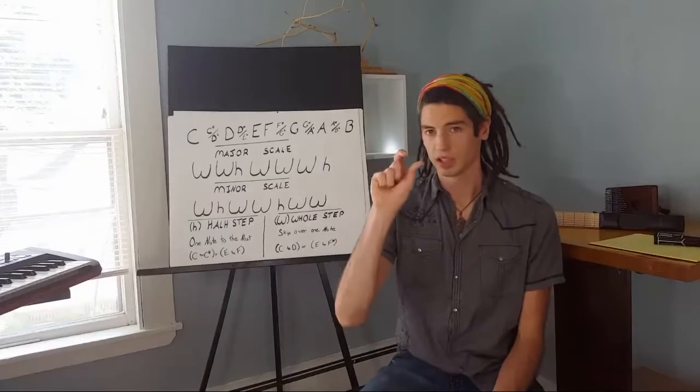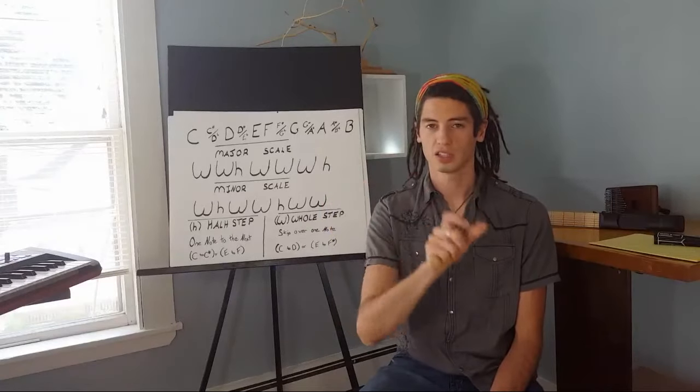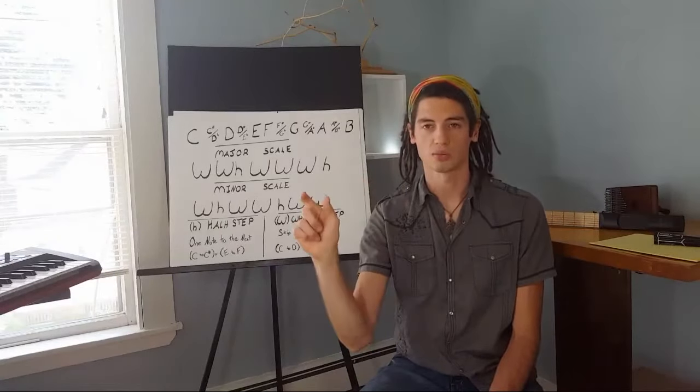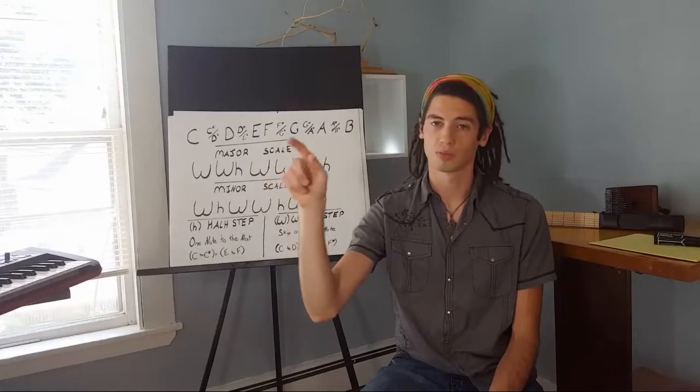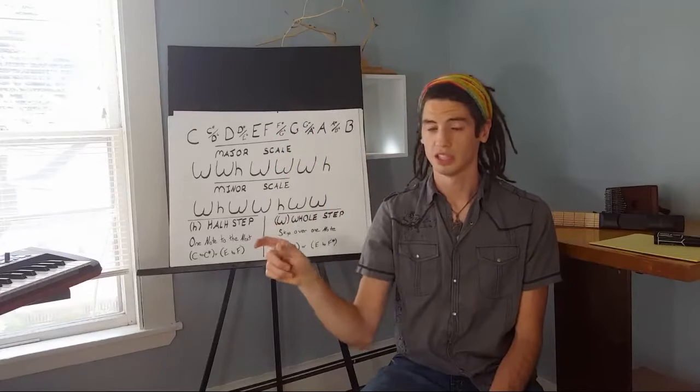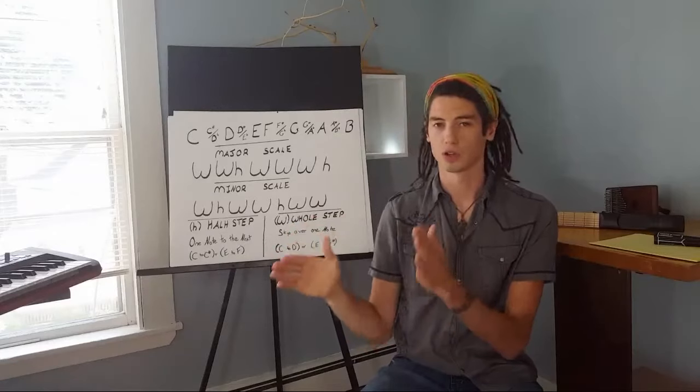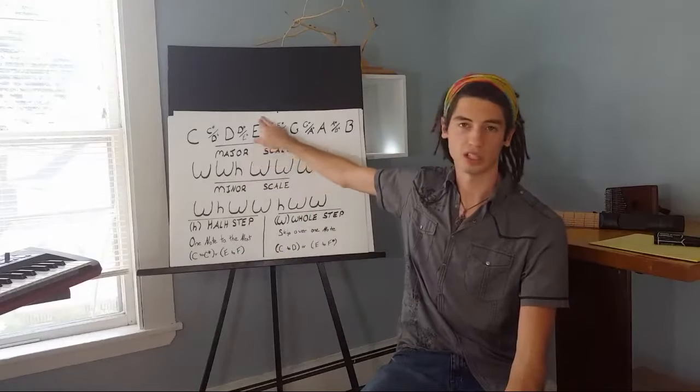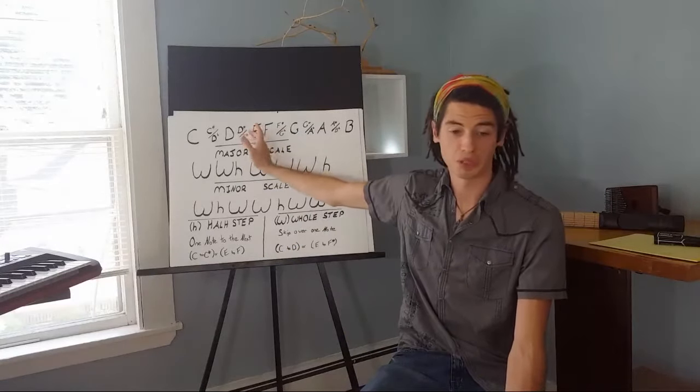So a half step is from one note to the next. C to C sharp, C sharp to D, D to D sharp, D sharp to E, E to F. There's no sharp in between E and F. It's just the way music is set up.